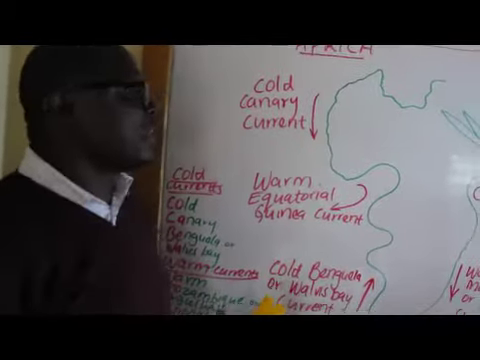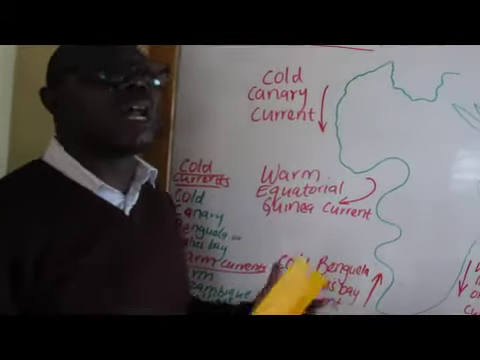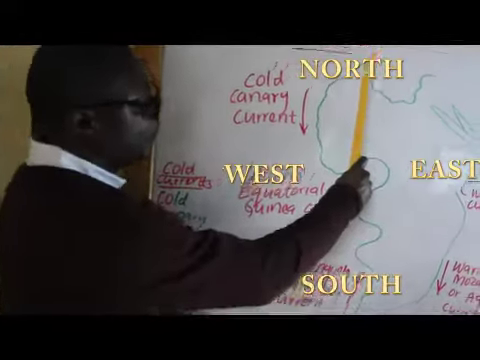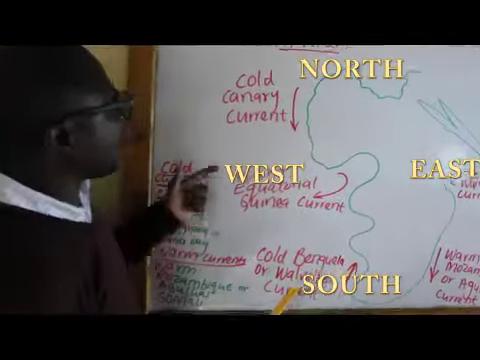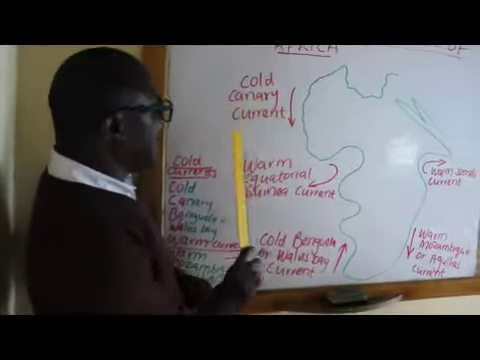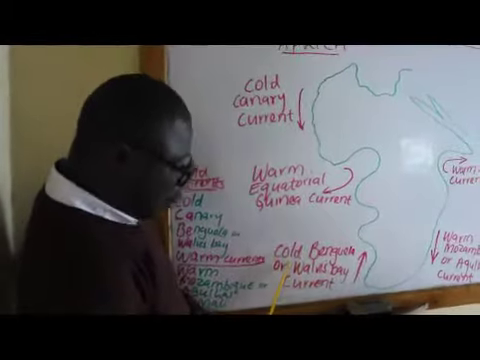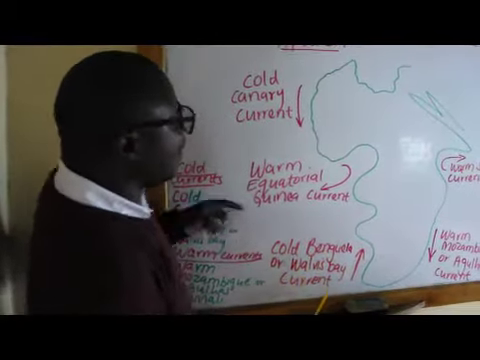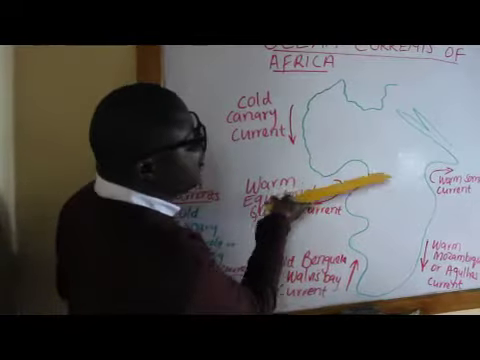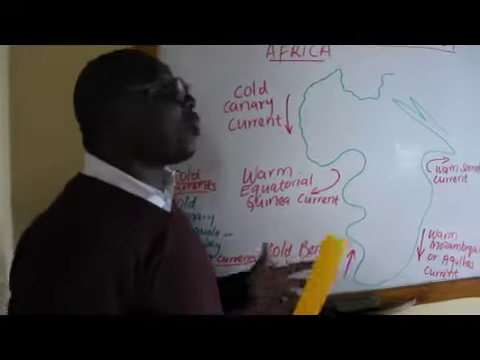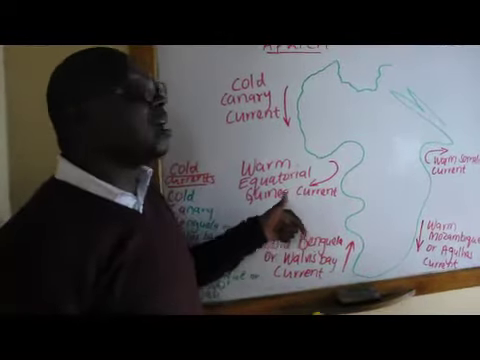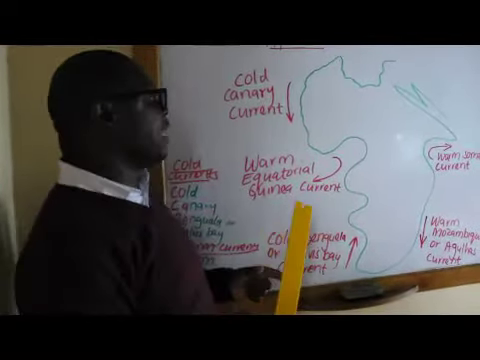Now, class, we say that cold currents are currents that flow from the poles. This is the North Pole and the South Pole. When you look at the two cold currents I've mentioned, that is the cold Canary current and the cold Benguela or Walvis Bay current, they are coming from the poles, flowing towards the equator. So we say that cold currents are currents that flow from the poles towards the equator.